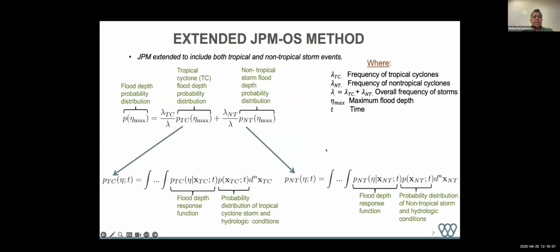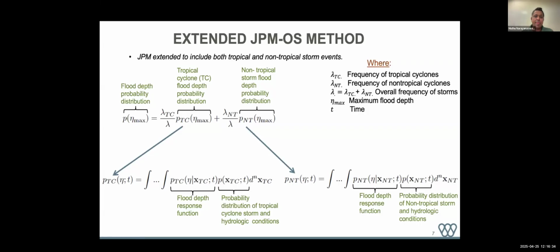The probabilistic framework itself, we didn't build it from scratch. This was founded on the Corps of Engineers and FEMA developed joint probability method with optimal sampling (JPM-OS) that is typically used to characterize probabilistic flood risk due to tropical events. So what we did was we took that framework and then we extended it to include non-tropical events and precipitation.